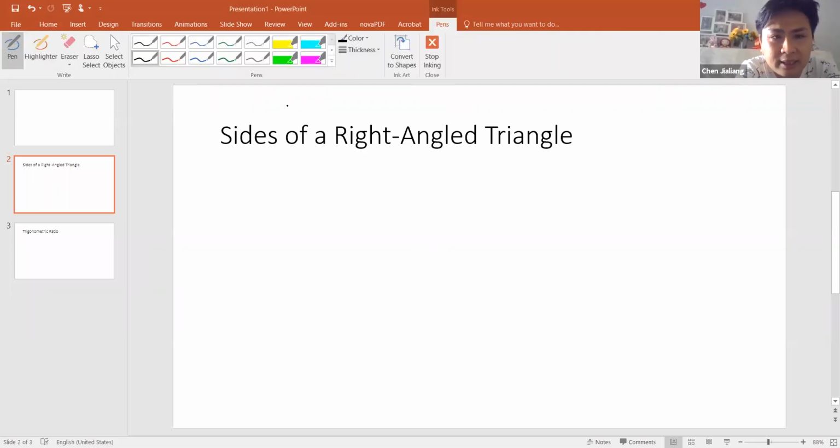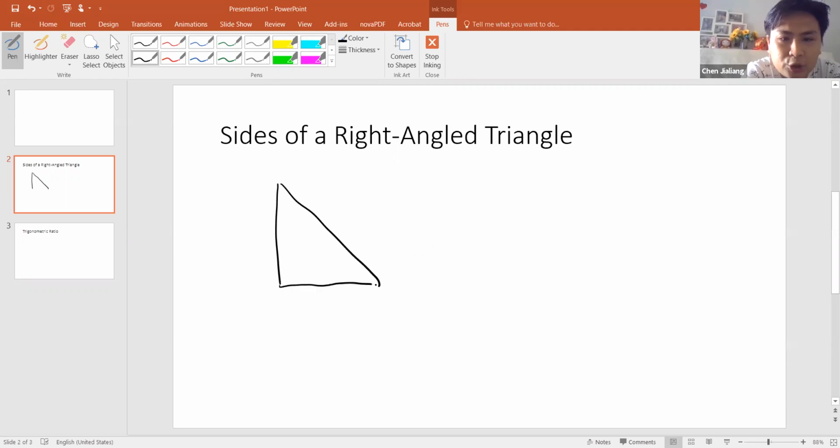Okay. So let's take a look at the right angle triangle. For trigonometric ratio of acute angles, it only applies for right angle triangle. Also, this is something that you must know. And when we are labeling a right angle triangle, I always start with the longest length of the right angle triangle, which is the hypotenuse.